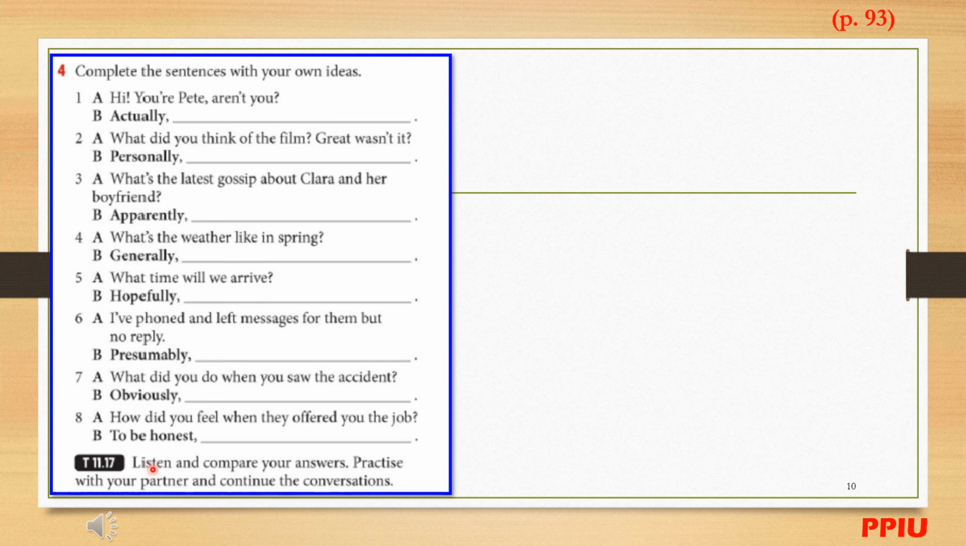5. What time will we arrive? Hopefully in the next hour, unless there's another traffic jam. 6. I've phoned and left messages for them, but no reply. Presumably they're away on holiday. Try them on their mobile. 7. What did you do when you saw the accident? Obviously, we called 999 immediately. Then we went to see if we could do anything to help. 8. How did you feel when they offered you the job? To be honest, I was amazed. I didn't expect to get it, but of course I was delighted. It'll be a challenge.